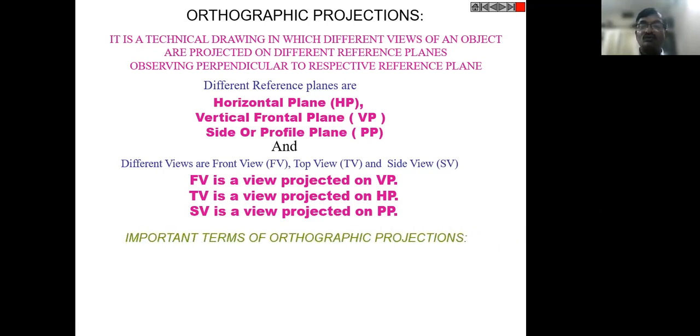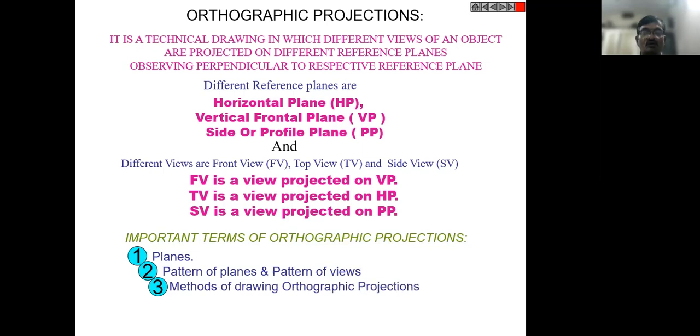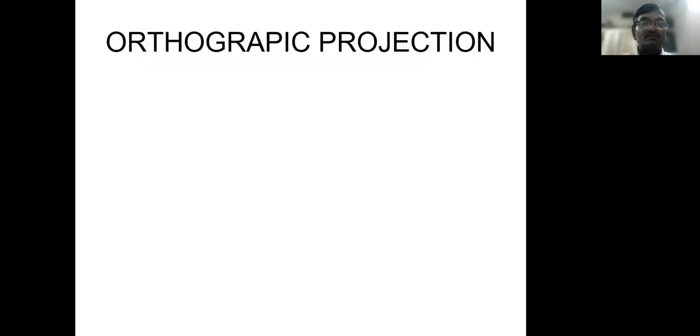Important terms of orthographic projection. Projection is one of the important terms in the technical field. In orthographic projection, some of the terms are: planes commonly used, principal planes, principal views, how they are used, and the method of drawing. The method of drawing is also important in orthographic projection.